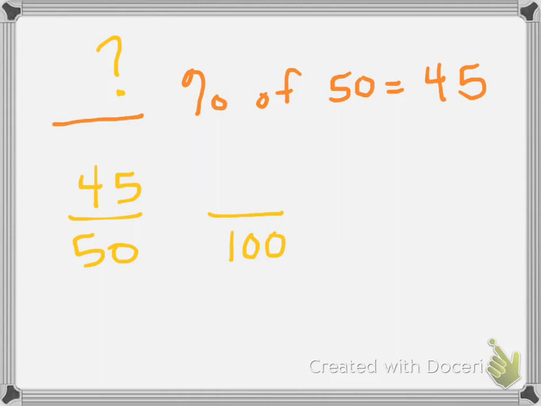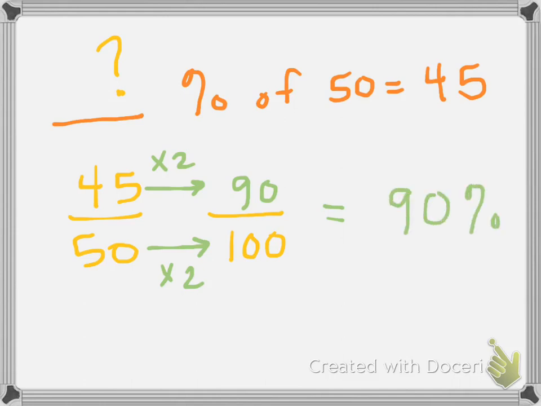To get from 50 to 100, I could multiply by 2, because 50 times 2 is 100. So I can do the same thing on top. 45 times 2 is 90. Percent is always out of 100, so that means that 45 out of 50 is 90%. 90% of 50 is 45. In case you hate that way, let me show you that other way too.